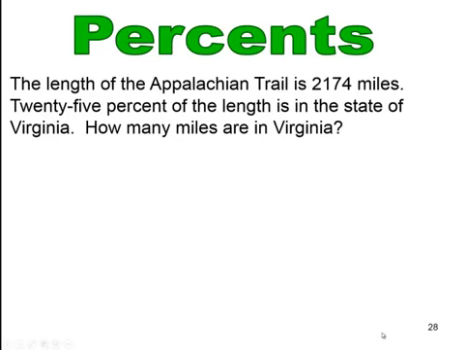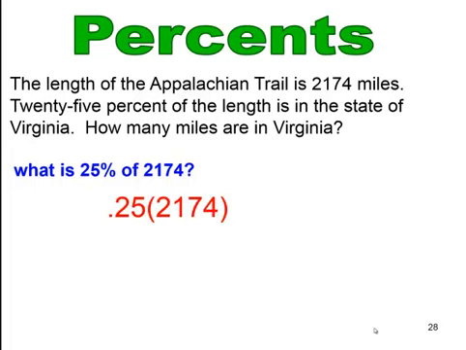Pause and try. So this is a little tricky. It wants to know what is 25% of 2,174. So you're doing the multiplication of 0.25 to the 2,174, and you should have gotten 543.5 miles.